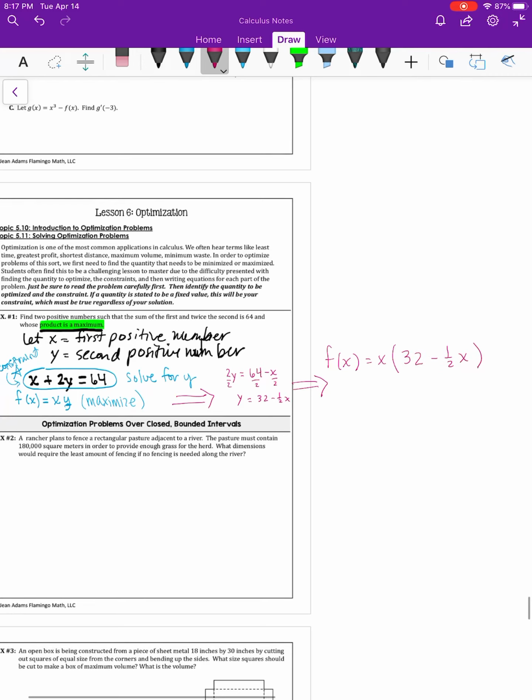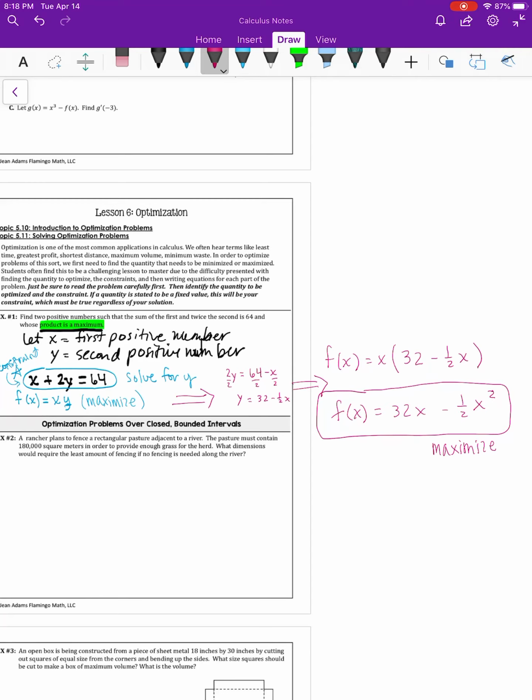So now we've got f of x equals x times, and instead of y, we're going to put 32 minus 1/2 x. And then I'm going to go ahead and distribute that x. Now again, this is the equation that we're going to maximize. When we say we're going to maximize it, we're going to take the derivative, we're going to find the critical point, and then we're going to find the maximum.